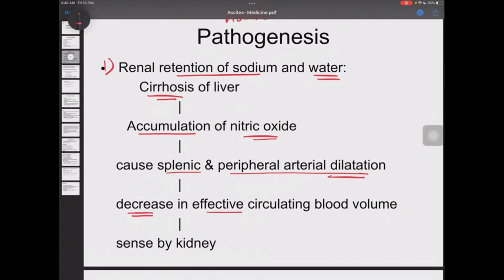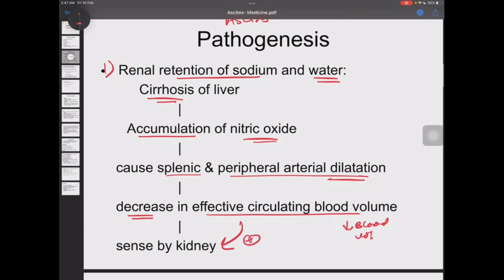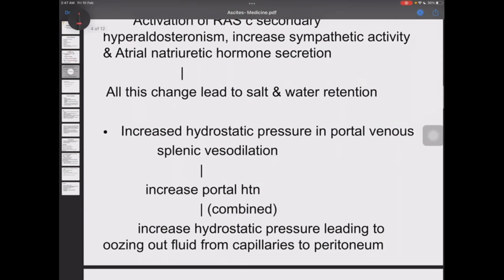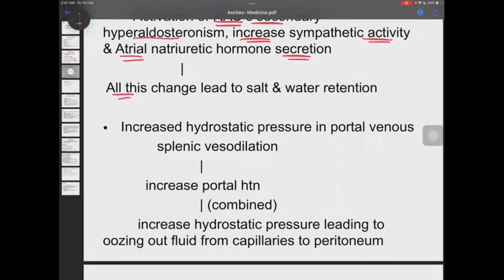decreasing effective circulating blood volume. The volume decrease is sensed by the kidney, which activates the RAS system with secondary hyperaldosteronism, increased sympathetic activity and atrial natriuretic hormone secretion. Okay, all these changes lead to salt and water retention.